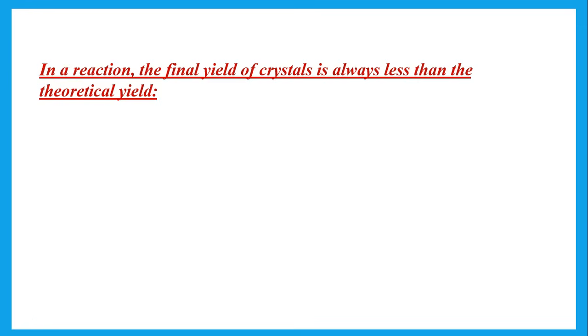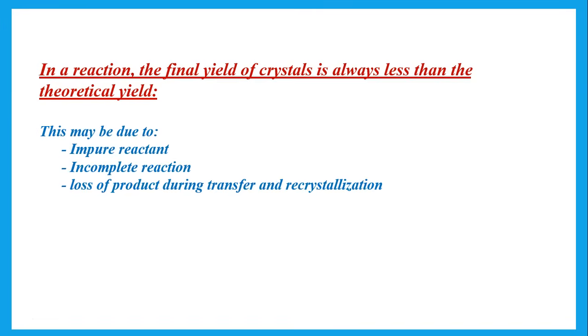Usually, if we do any reaction and we try to weigh the crystals obtained, the actual mass of the crystals is always less than the theoretical yield. It's less than the mass that we calculated that we should have obtained. Now, why are the final crystals less than the theoretical yield?